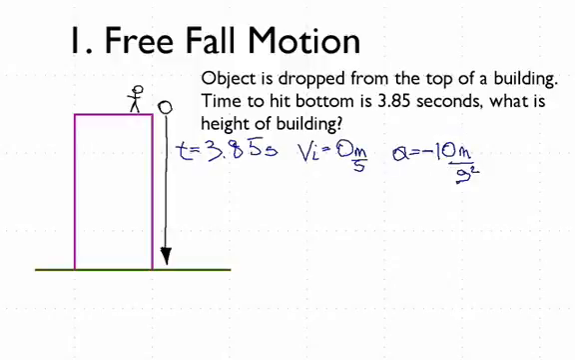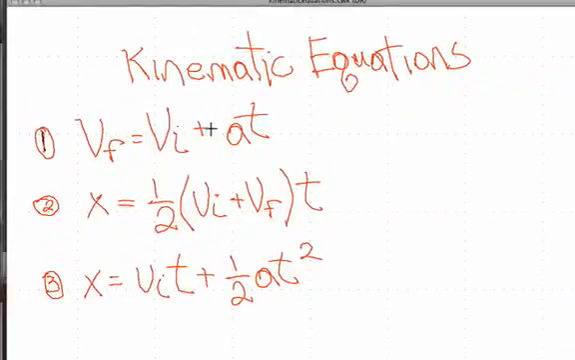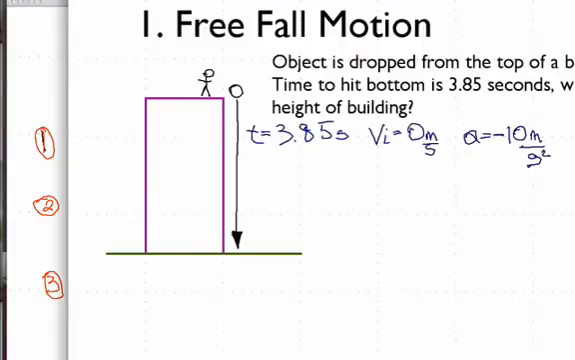Okay, so now what equation are we going to use? We know the time, we know the initial velocity, and we know the acceleration. So we want to know the distance. This one doesn't have distances, so we can't really use that equation. This one, we need the final velocity, which we don't have. And this one here, we know the initial velocity, we know the time, we know the acceleration, all that kind of stuff, so we can use number 3. So let's go ahead and use the third equation. It works out pretty well, as you'll see.